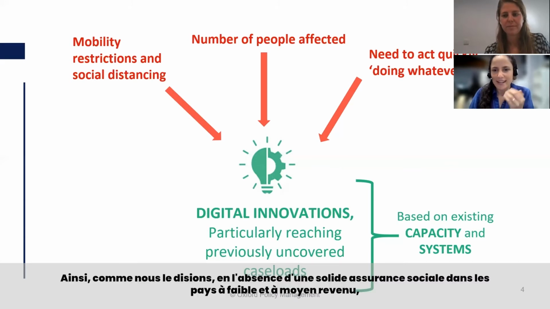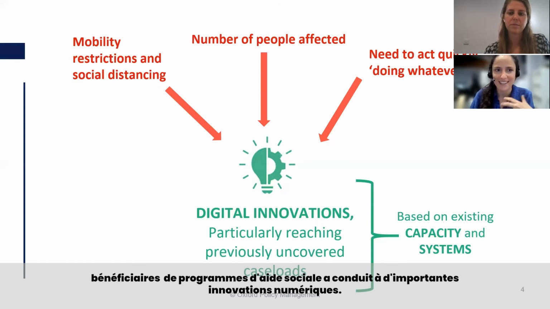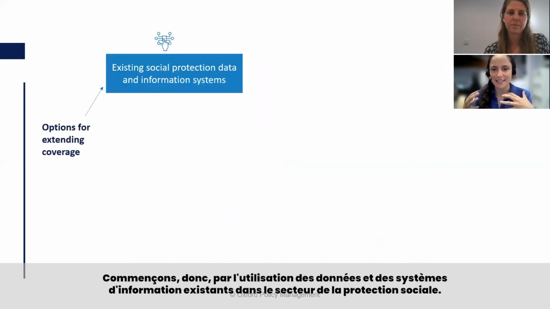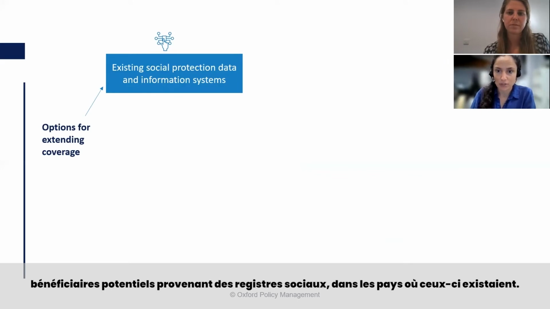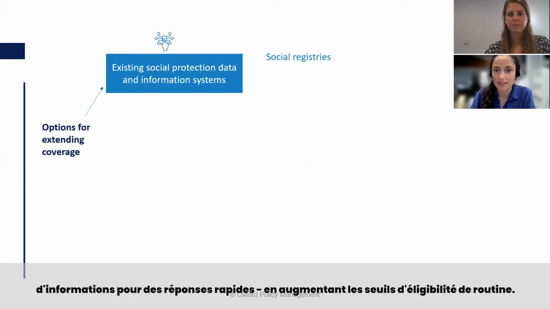So, as we were saying, in the absence of strong social insurance in low and middle income countries, the need to swiftly extend coverage to those who were not previously beneficiaries of social assistance programs led to important digital innovations. So let's start from the use of existing data and information systems from the social protection sector. One global trend was the use of data on potential beneficiaries from social registries in countries where these existed. Social registries have information on the socioeconomic characteristics of households and can be a valuable source of information for rapid responses by raising routine thresholds for eligibility.